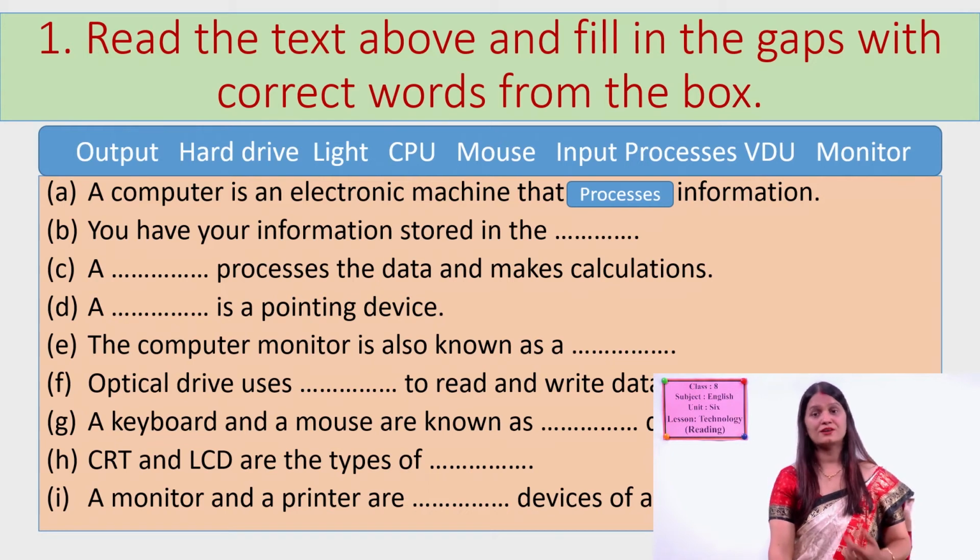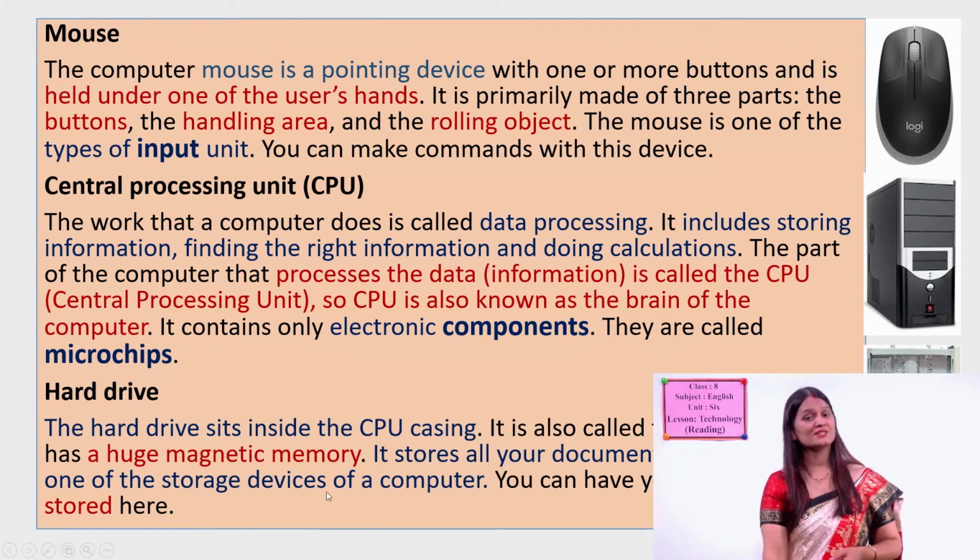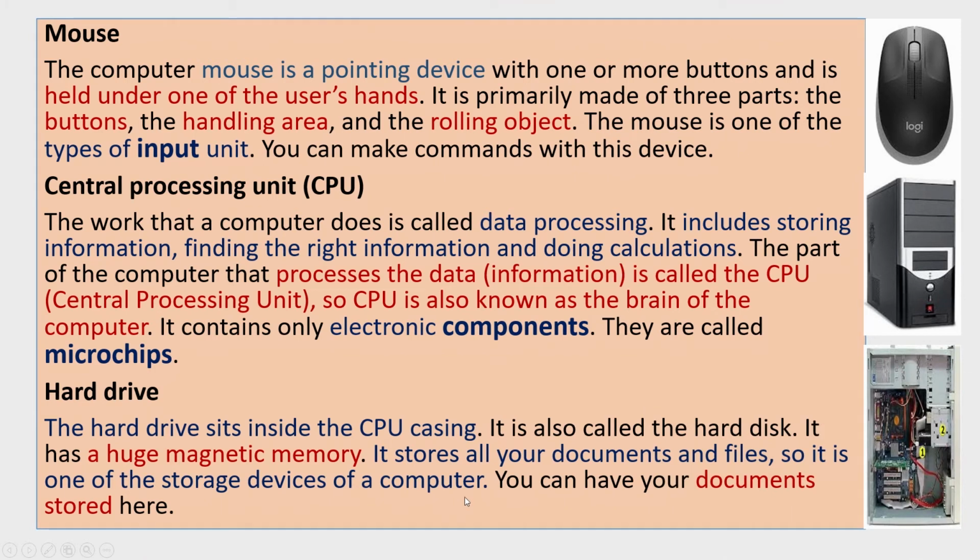Or do you want another example as well? Okay, I'd like to show you the next example as well. Your information is stored in where? Storage is there. Look at the hard drive, it sits inside the CPU casing. It is also called the hard disk. It has a huge magnetic memory. It stores all your documents and files. So it is one of the storage devices of a computer. Okay, you can have your documents stored here.